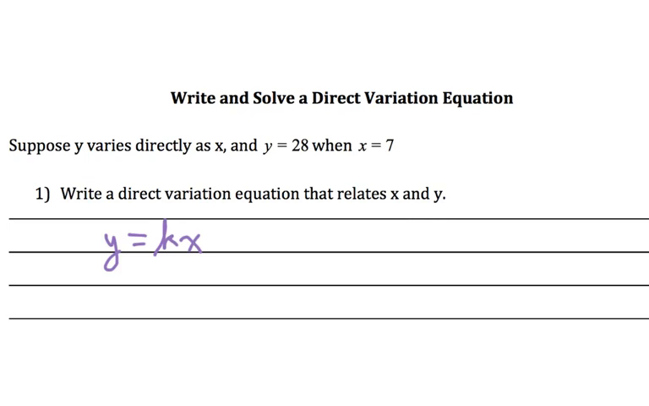So we have to write a direct variation equation that connects x to y. And here's what you know. If y is 28, then x is 7. And I could say that in reverse too. If x is 7, then y is 28. But either way, I'm going to rewrite the formula with these values in place.